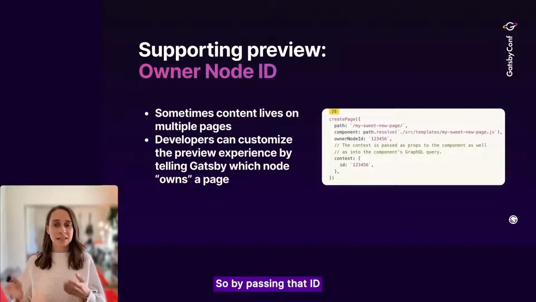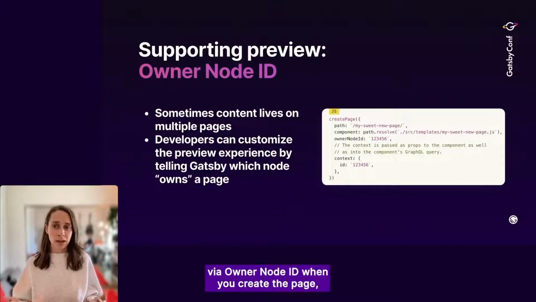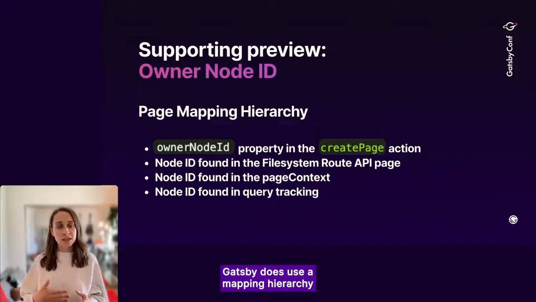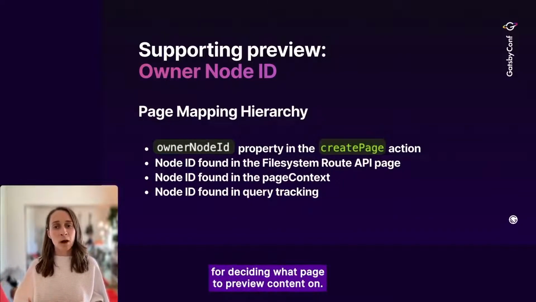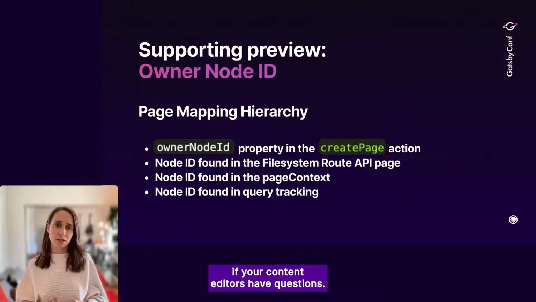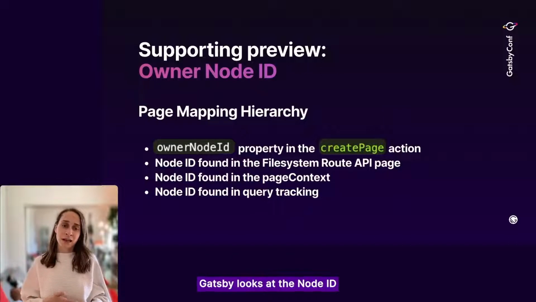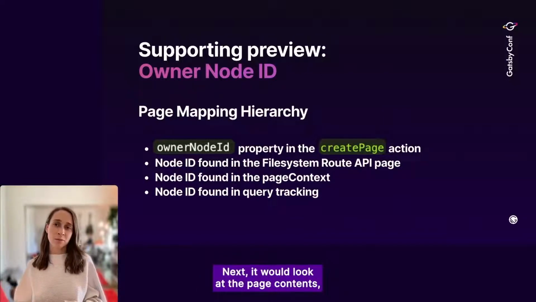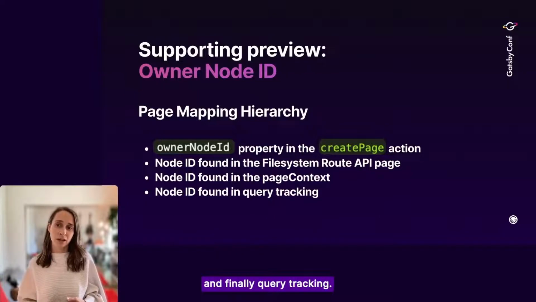So by passing that ID via Owner Node ID when you create the page, you can really tailor that preview experience to what your content editors want and need. If you don't use the Owner Node ID, Gatsby does use a mapping hierarchy for deciding what page to preview content on. It's also helpful to know this to understand what might be going on with preview if your content editors have questions. Without Owner Node ID, Gatsby looks at the node ID found in the file system route API. Next, it would look at the page contents, and finally, query tracking.